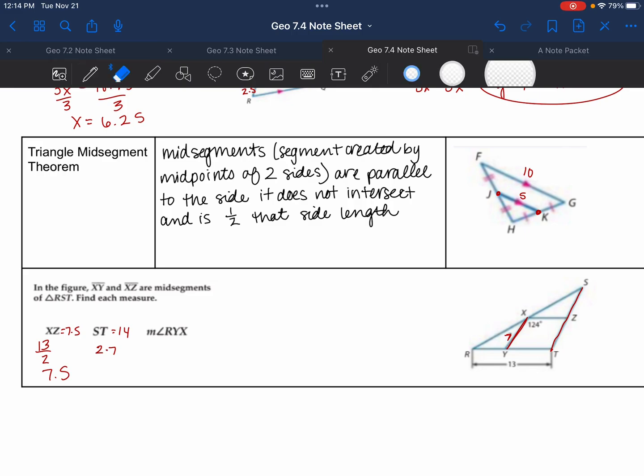And then we have the measure of angle RYX, which is this angle here. We only have one angle that we know, which is the 124 degrees. These two angles share this line. But notice that that line is a transversal for RT and XZ. XZ is a midsegment, so that means XZ is parallel to the side it doesn't cross, RT. So 124 and this unknown angle are alternate interior angles, so they are congruent. So that would also be a 124-degree angle.